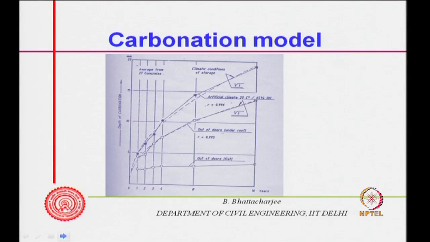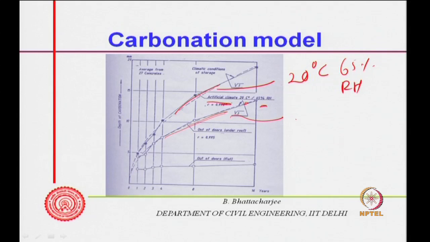Now, root T experimental validation has been shown by some people. For example, most of it seems to fit with the root T curve. This also seems to be fitting with the root T curve. So, this is in artificial climate, 20 degrees centigrade and 65% relative humidity, and this one is outdoor condition.